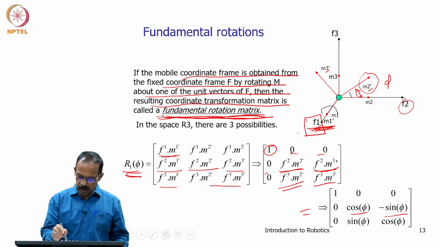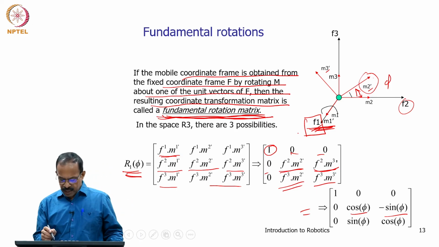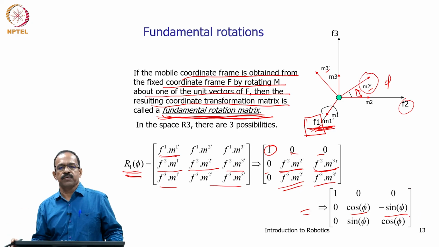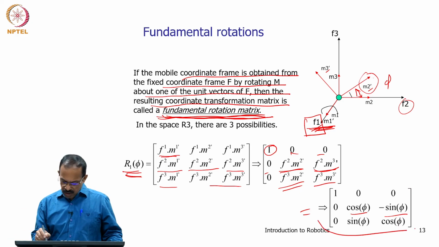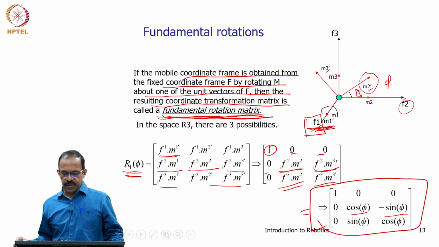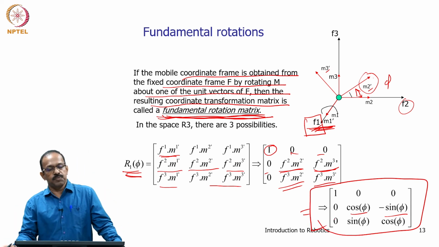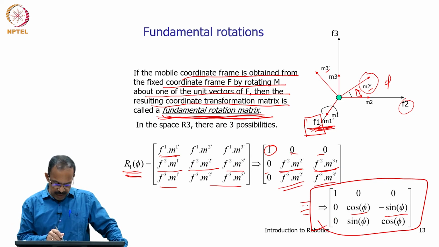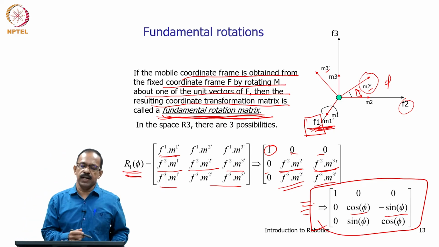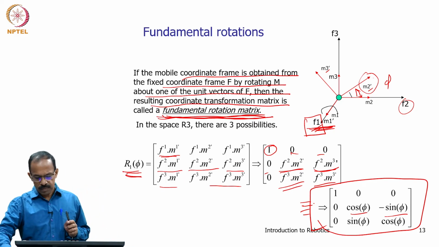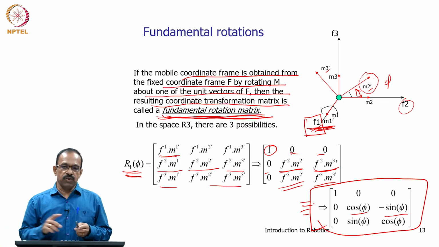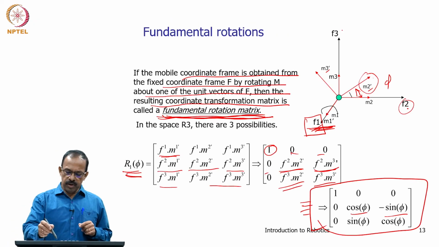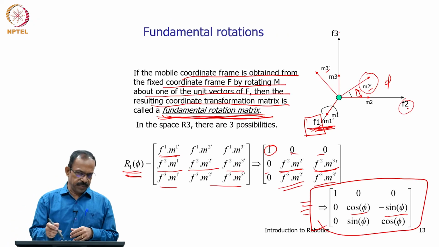So, when the rotation is with respect to the first axis, the rotation matrix is 1 0 0, 1 0 0, cos phi, minus sin phi, cos phi. Okay, so this is how you get the fundamental rotation matrix. Whenever there is a rotation of the mobile frame with respect to the first axis of the fixed frame, your transformation matrix will be like this, and that is known as the fundamental rotation matrix. In the same way we can find out if the rotation is with respect to F2 or F3, you will be able to get the rotation matrix.